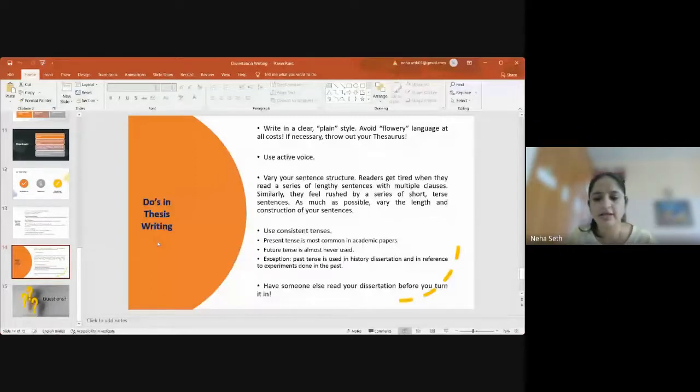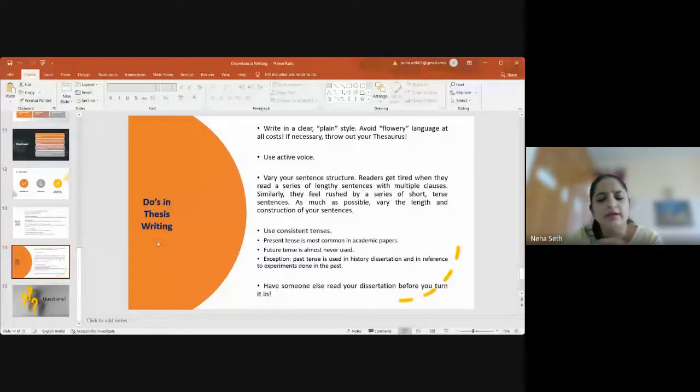I'm sorry. It should be completely avoided. Okay, and there is an exception that yes, we can use past tense, but past tense is generally used in a dissertation which has historical information. Or maybe when you are mentioning some information that might have been collected in the past. Okay, the experiments that were done in the past. So there only you can use these past tenses.